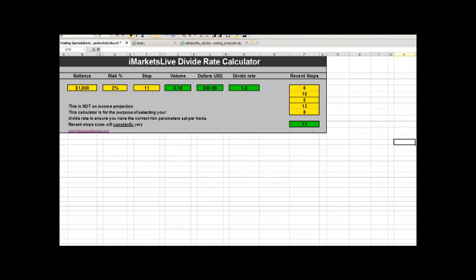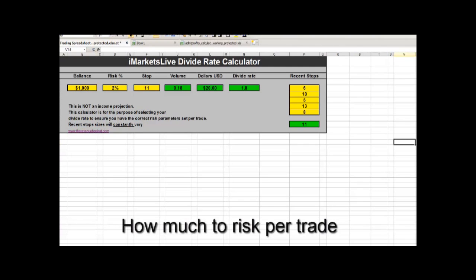In this video we're going to cover your divide rate. Many of you will have already started going through some of the training in the back office of iMarkets Live. So you'll understand that what we need to do when setting up our signal service is set up at what rate we divide against the master server in order to trade a particular account size and ensure that we're not risking too much or not risking enough.